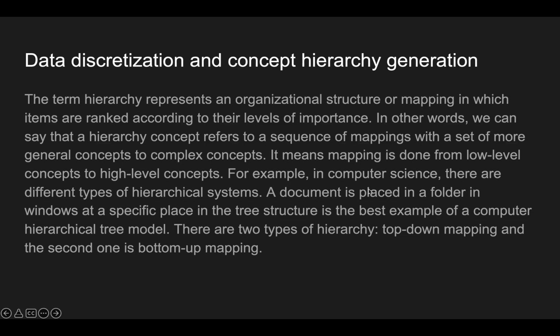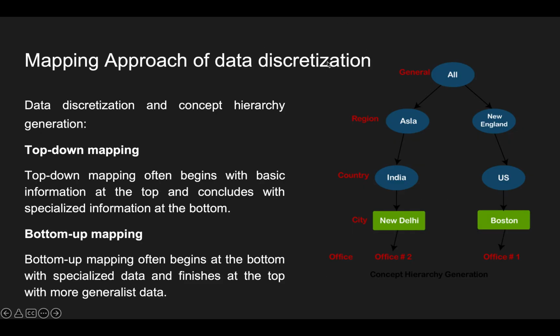For example, if you take a case of computer science, there are different types of hierarchical systems. If we consider a document placed in a folder in Windows, it has a specific place in the tree structure. It is the best example of the computer hierarchical tree model. So there are two types of mapping: one is top-down mapping and the other is bottom-up mapping.